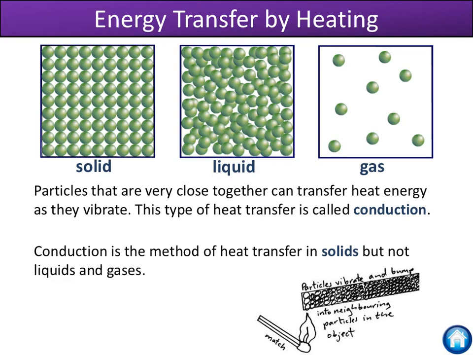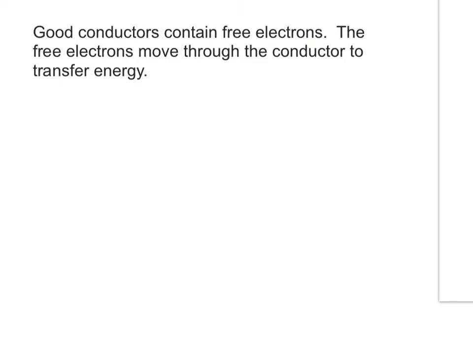Another way of explaining heat transfer through conduction is by a process known as free electrons. Good conductors contain free electrons. The free electrons move through the conductor to transfer energy, and that's one of the reasons why conductors are so good at transferring energy through them. Good conductors are things like metals, and as you know, metals contain lots of free electrons.